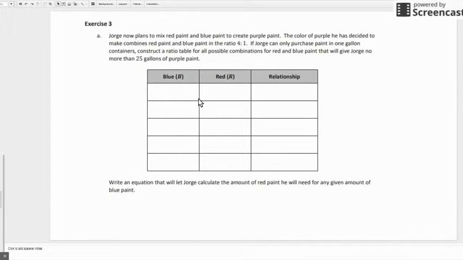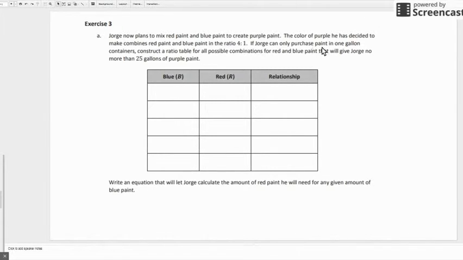All right, hello students. Let's go ahead and move on with exercise 3. Let's see what they want us to do. All right, it says George now plans to mix red paint and blue paint to create a purple paint. So red and blue create purple. The color of purple he has decided to make combines red paint and blue paint at a ratio of 4-to-1. So red paint is 4, blue paint 1.